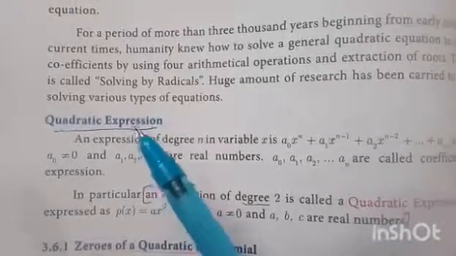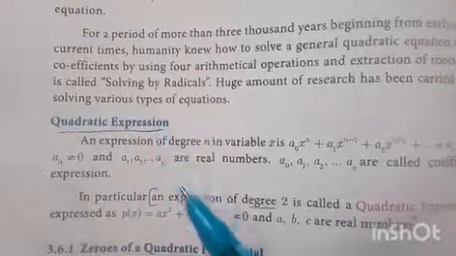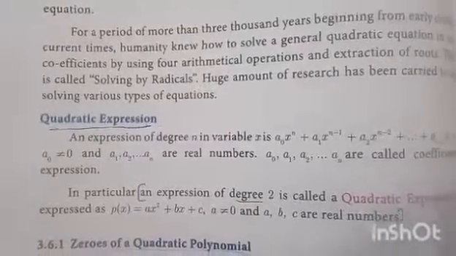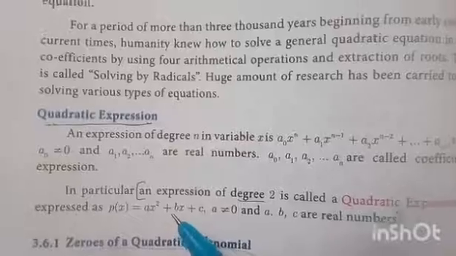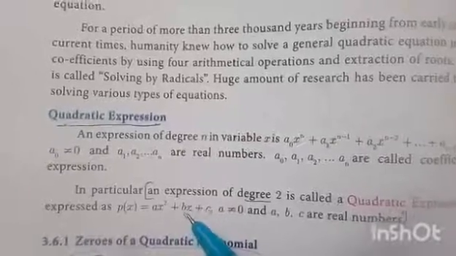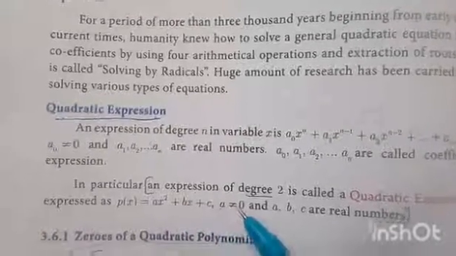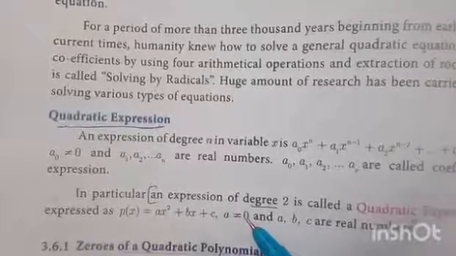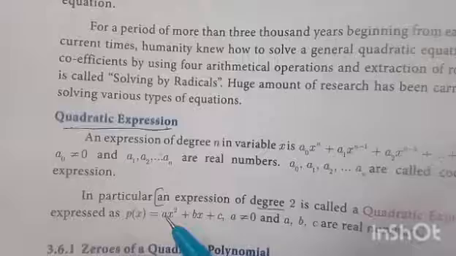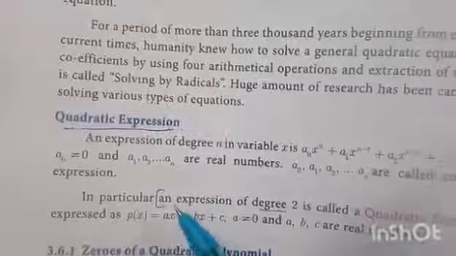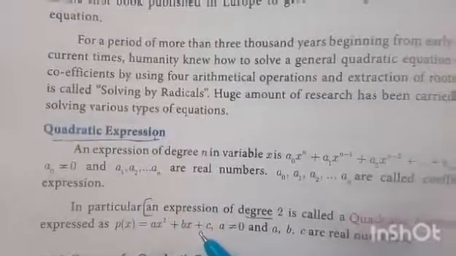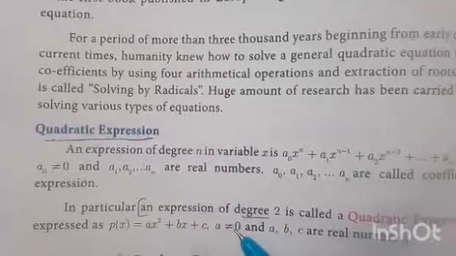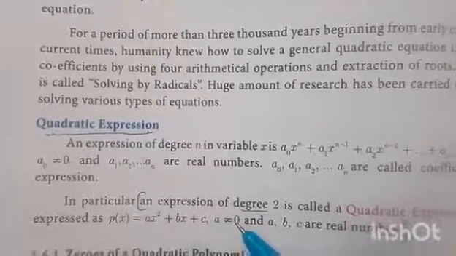Okay, what is the meaning of quadratic expression? The expression of degree 2 is called a quadratic expression. General form: p of x equals ax square plus bx plus c, a not equal to 0. Why do we give this condition a not equal to 0? Suppose a is 0, the whole term becomes 0, then it is considered a linear expression. So we must give this condition, a not equal to 0.